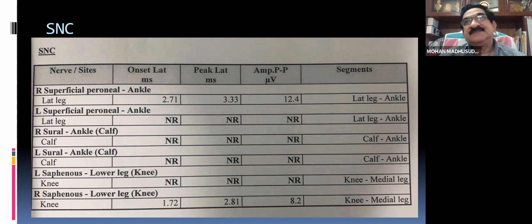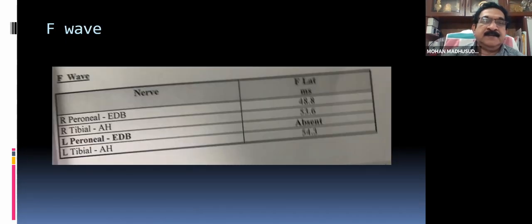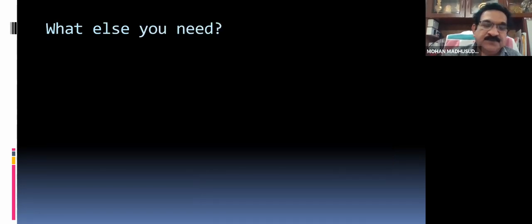Sensory, he had absent sensation bilaterally. I'm sorry, the left superficial peroneal, right sural, left sural, all are absent. Probably he's a diabetic, that is why he has decreased sensation here. Left ADB, EDB is absent. So it's got affection of the tibial and common peroneal, mainly the common peroneal nerve on the left side.